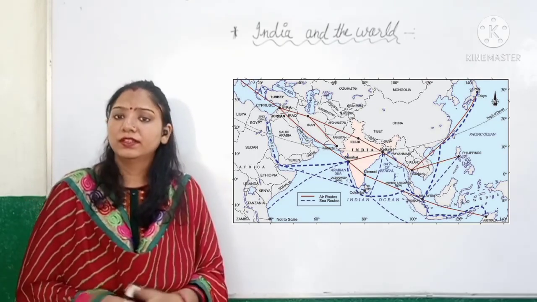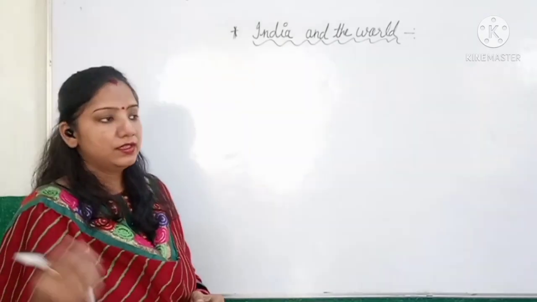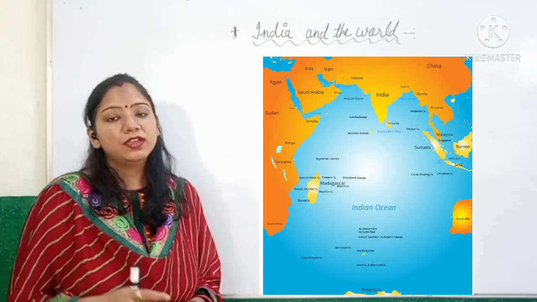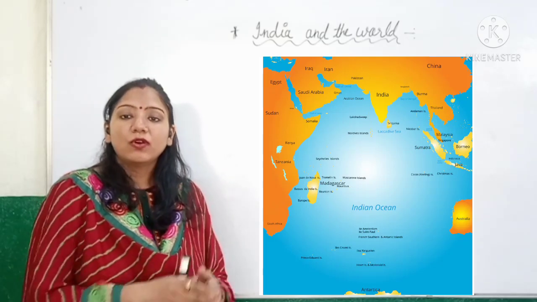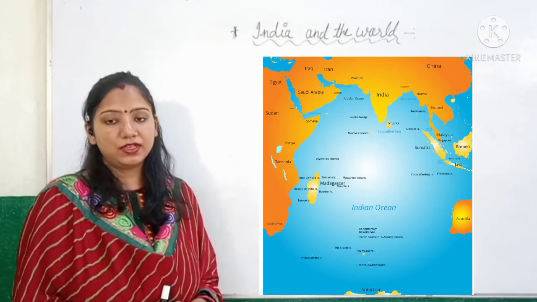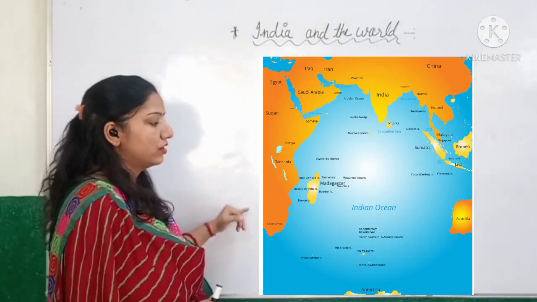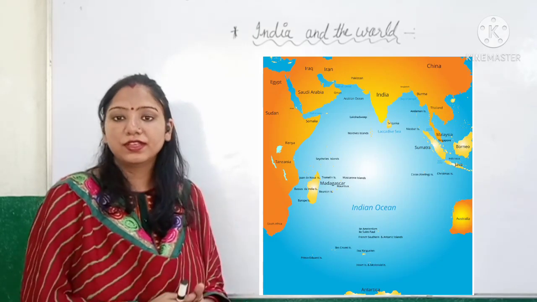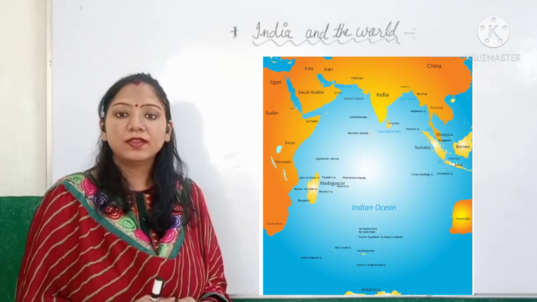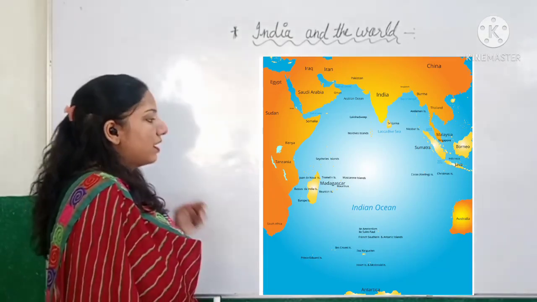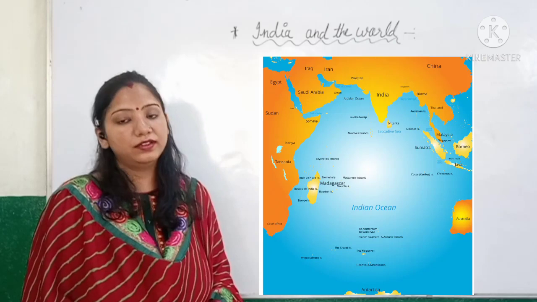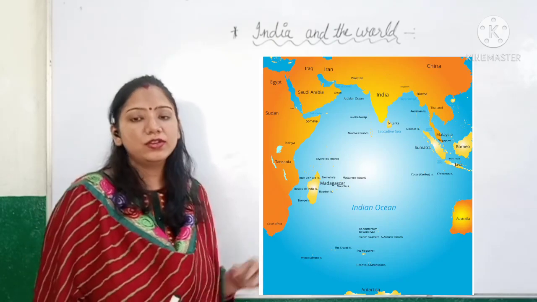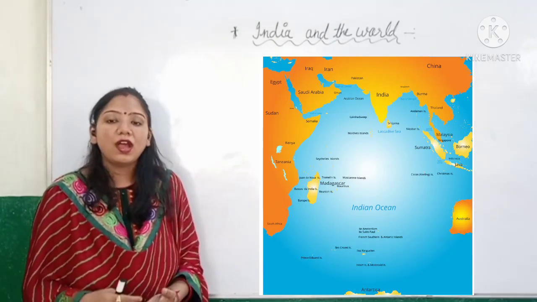Here is one interesting fact: many countries have oceans, but no country or continent has an ocean named after it. But here we have an ocean, the Indian Ocean, which is named after the country India. Why? Because our country has the longest coastline under an ocean. So that is the reason the Indian Ocean is named after the country.